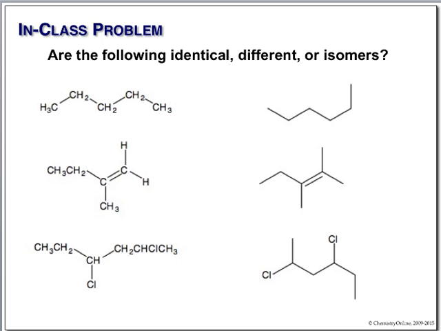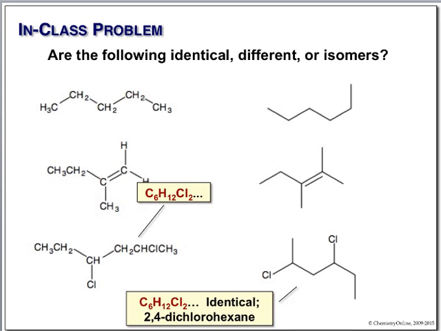Our next guy, we have a chain of 1, 2, 3, 4, 5, 6 carbons. Here we have a chain of 1, 2, 3, 4, 5, 6 carbons. Have a chlorine on carbon 2, chlorine on carbon 1, 2, 3, on carbon 4, right here. They are both C6H12Cl2. Again, chlorine on carbon 2 and 4, 2 and 4, they are identical.